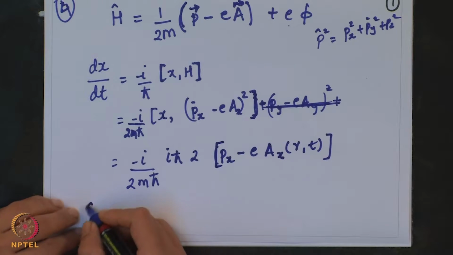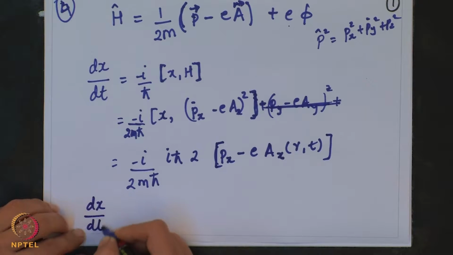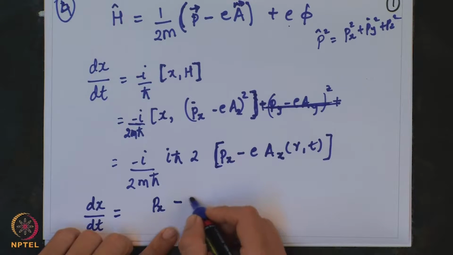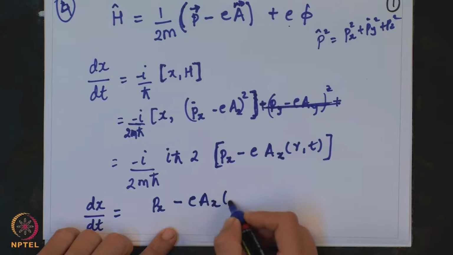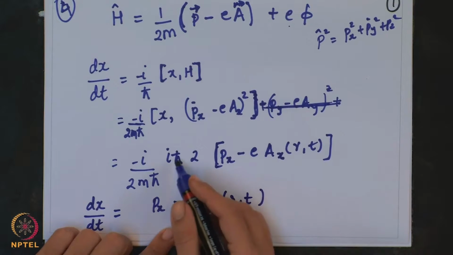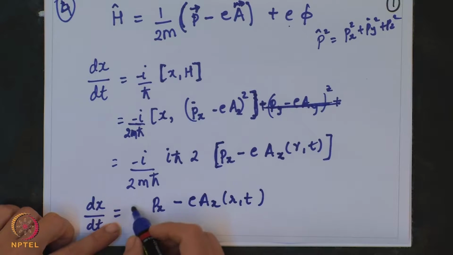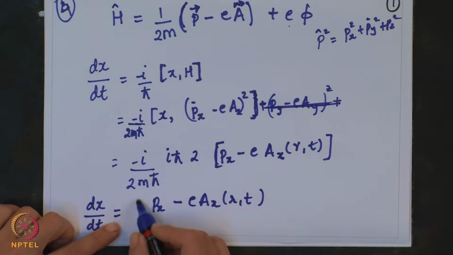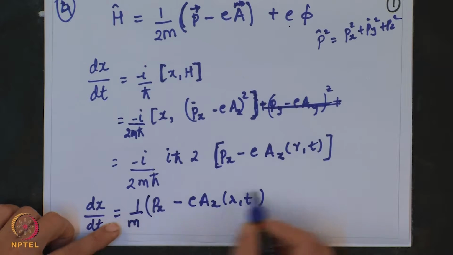So finally dx by dt will be nothing but (px minus eAx(r,t)). Here I will have a factor of, this will be 1, this will be 2, so 1 by m.